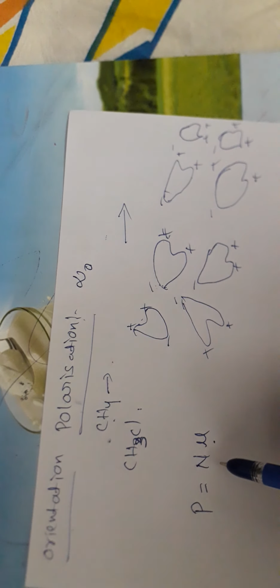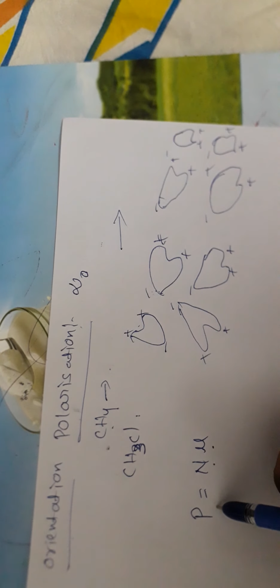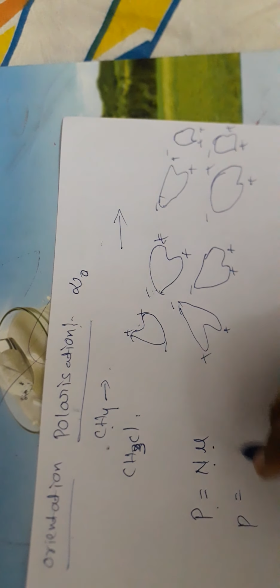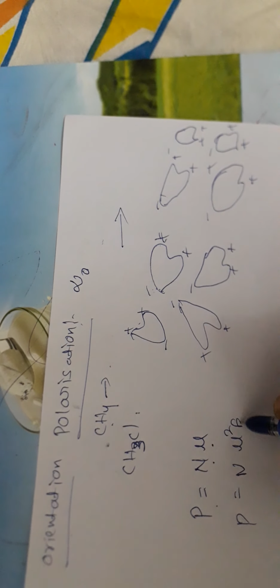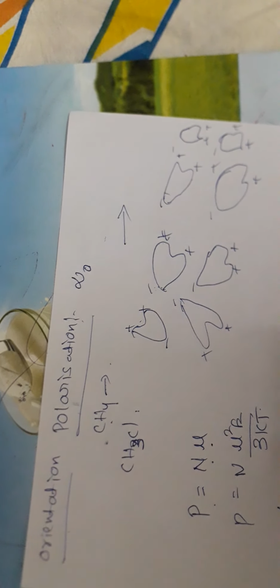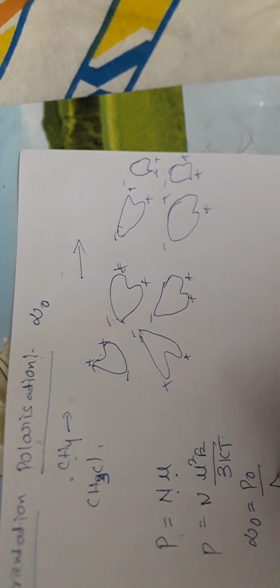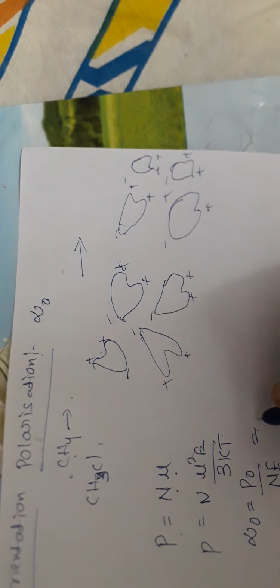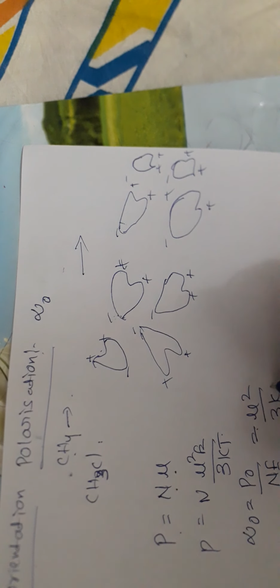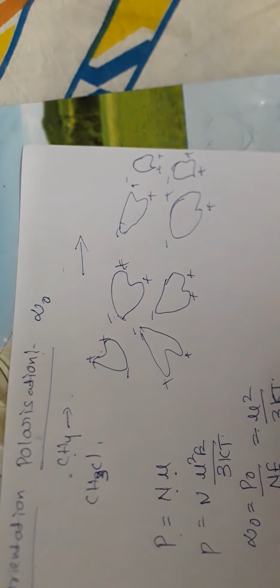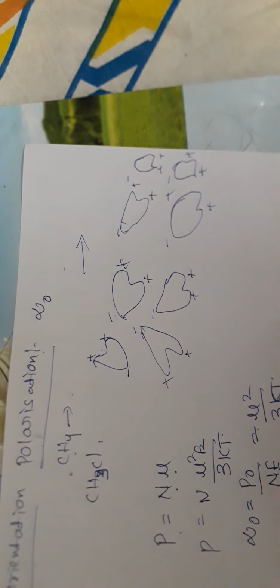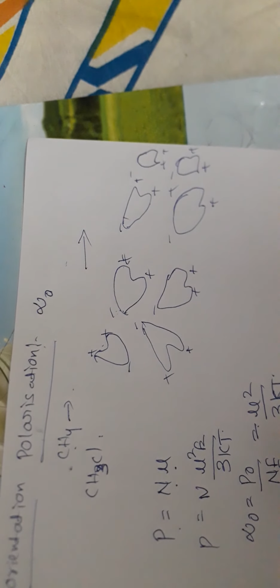For orientation polarization, we already know the polarization vector P equals N into mu, the average dipole moment per unit volume. Now P equals N mu square E by 3kT. Already we know alpha naught equals P by N into E, which is nothing but mu square by 3kT. So alpha naught equals mu square by 3kT. This is the orientation polarizability.